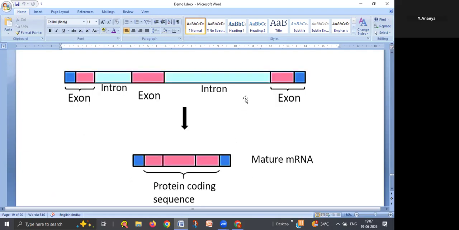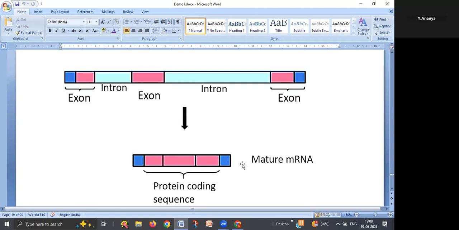So during the process of maturation, what happens? All the introns are spliced out. Only the exons are present in the mature mRNA. In the splicing process, the introns are removed. Only the protein coding parts of the mRNA remain in the mature mRNA.